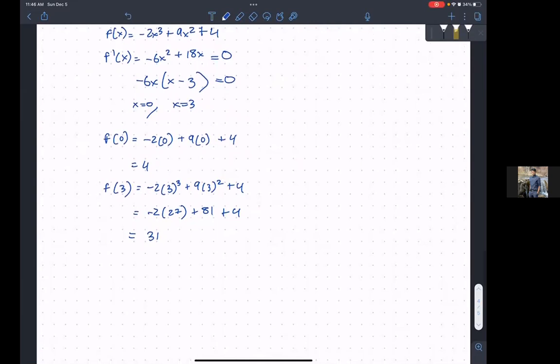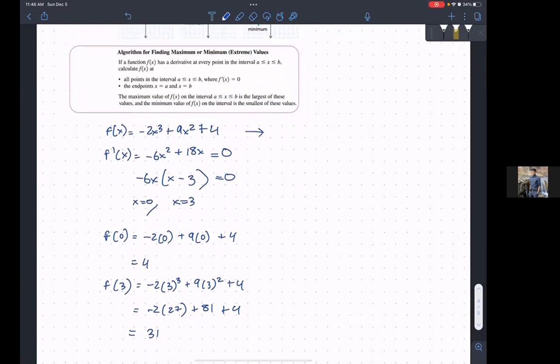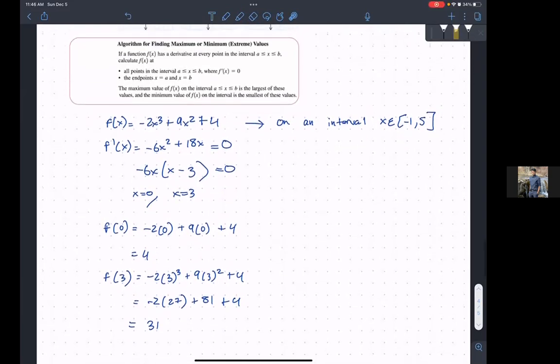All right. Also, let's say this function is on an interval. Let's say x is an element of all real numbers between negative one and five, excluding. So remember the square brackets is excluding, right? That point in general, but we should always test those edge cases as well, right? So we would always also find the y values at these boundaries as well.